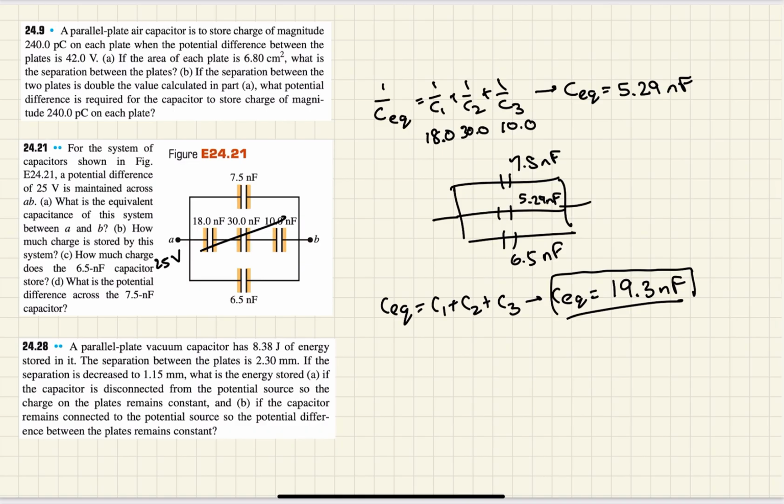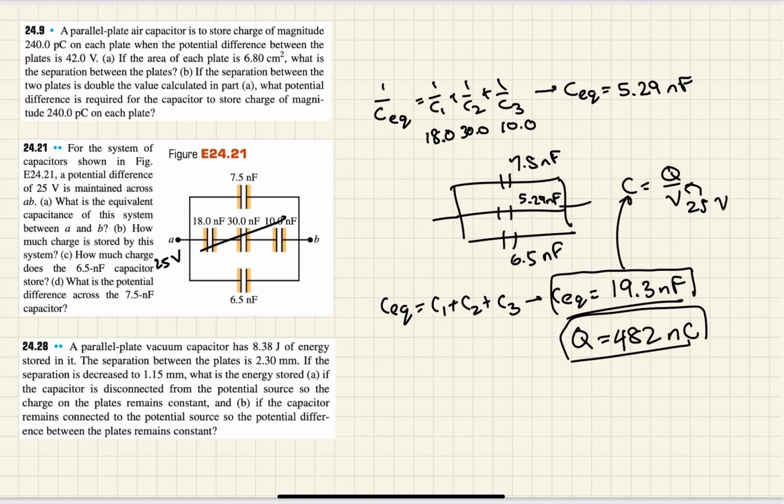Part B, how much charge is stored in the system? So we know C equals Q over V. V is 25 volts. C is this, 19.3. And so you just do 19.3 times 25, and you get a total charge of 482 nanocoulombs. Remember the units, because nanofarads times volts come out to be nanocoulombs.